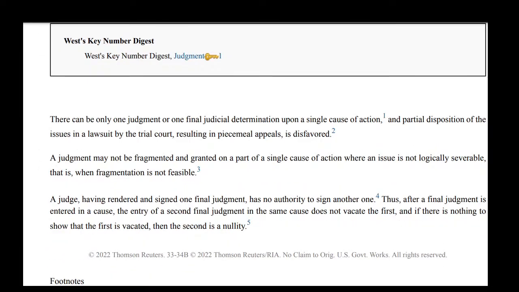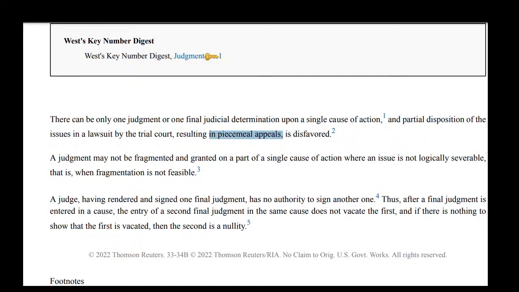Let's see here. There can be only one judgment or one final judicial determination upon a single cause of action, one for one. And partial disposition of the issues in a lawsuit by the trial court resulting in piecemeal appeals is disfavored.